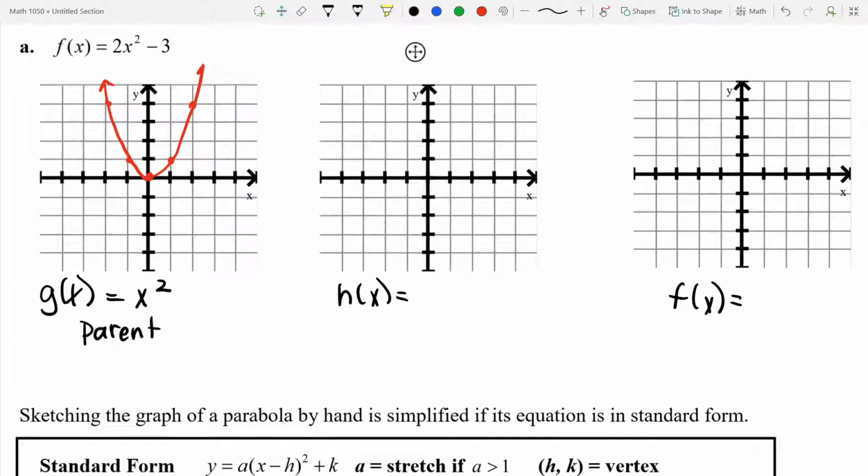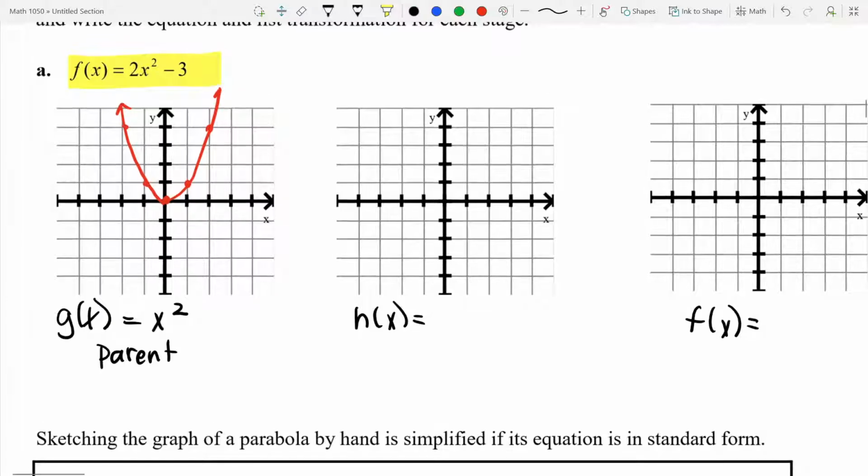Okay, the next one right here, everybody stop for just a second. Is there a reflection anywhere on that graph? Tell me that. No. How do you know there's no reflection? There's no negative. So if you do have a reflection, you must reflect right now, okay? But we don't have one.